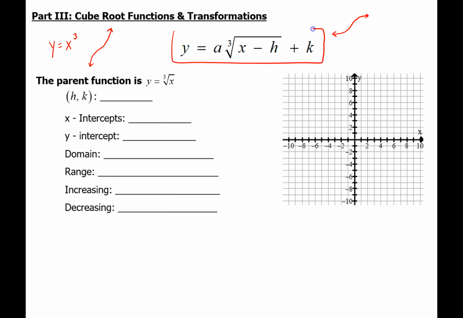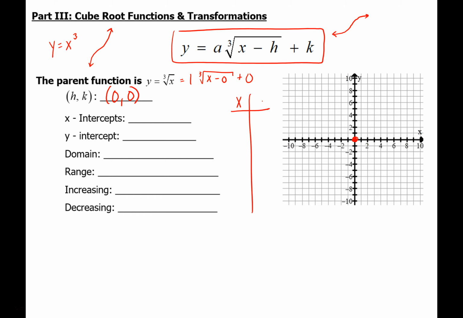Notice in the formula, we still have a, h, and k. They do the same thing as always. So let's look at the parent function first. Our a value is going to be 1. We're multiplying by the cube root of x minus h, where h is going to be 0, and there's nothing added onto the outside, so k is going to be 0. hk is 0, 0. That's here.